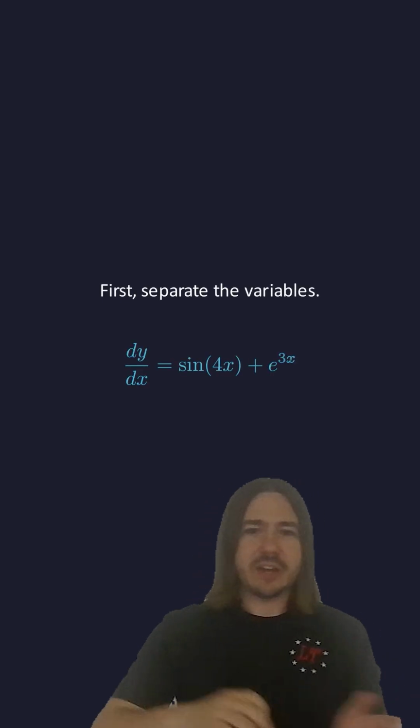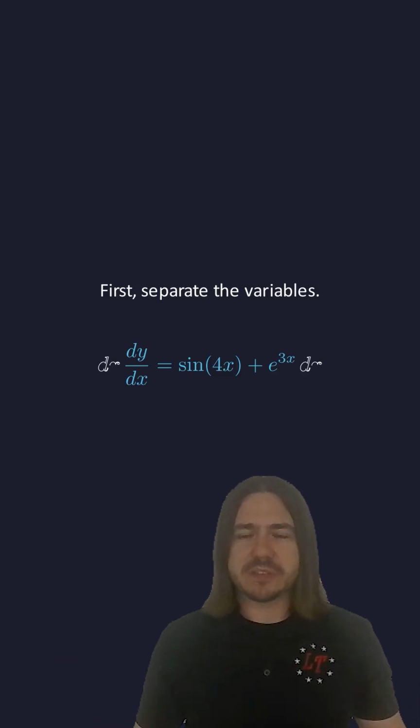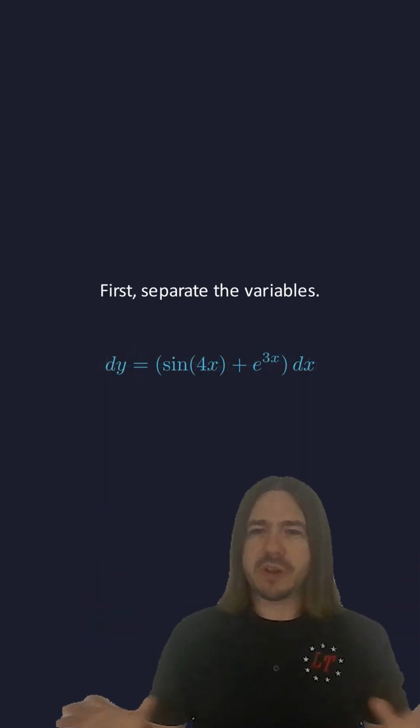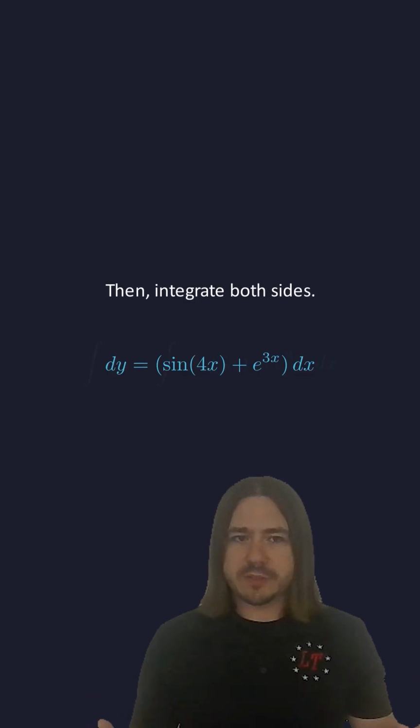First, we want to separate the variables. We want to move all the x's to one side and all the y's to the other. This is called separating the variables. And we can do that pretty simply here by just multiplying both sides by dx. There's a little bit of hand waving there with multiplying by dx, but we're going to let it slide for now. Next, you want to integrate both sides.